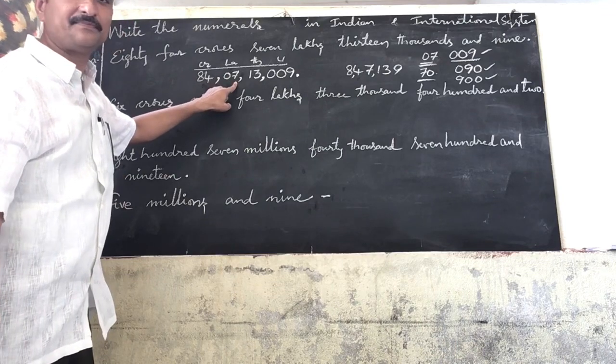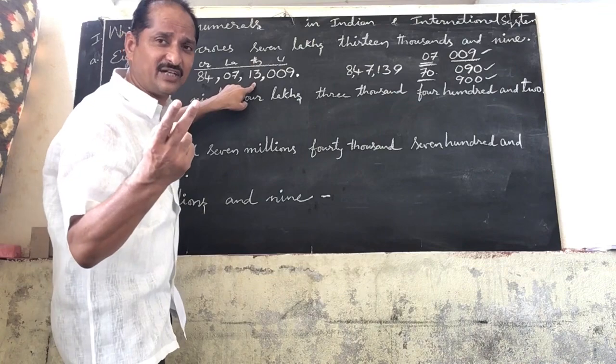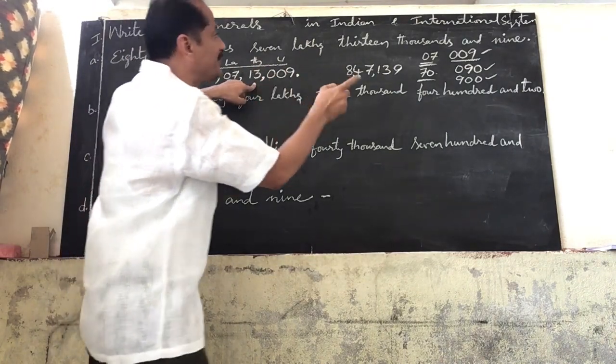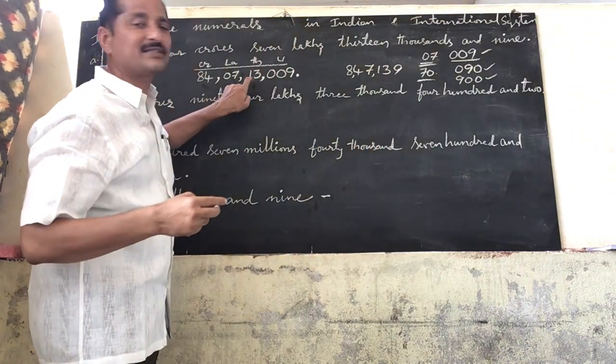So 07. Next lower than lakhs, thousands period. Thousands period has 2 places actually. But what is the given question? In the given question, how many thousands do we have? 13,000. 13 means 2 digits. Yes, so we can write down 13 in 2 digits.